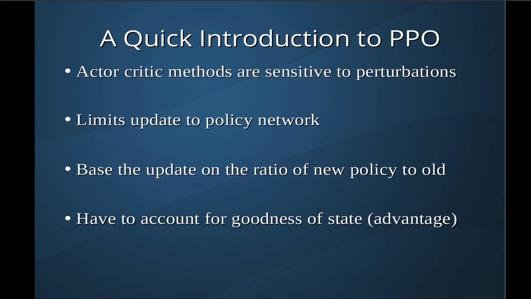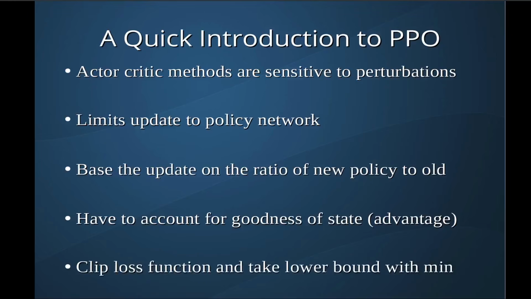Of course, we also have to account for the goodness of state, in other words, the advantage, how valuable each state is, and the reason being, naturally, that we want the agent to select states that are highly profitable to it over time, so it wants to find the best possible states. Now, taking into account the advantage can cause the loss function to grow a little bit too large, and so we're going to be introducing a way of dealing with that by clipping the loss function and taking the lower bound with the minimum function.